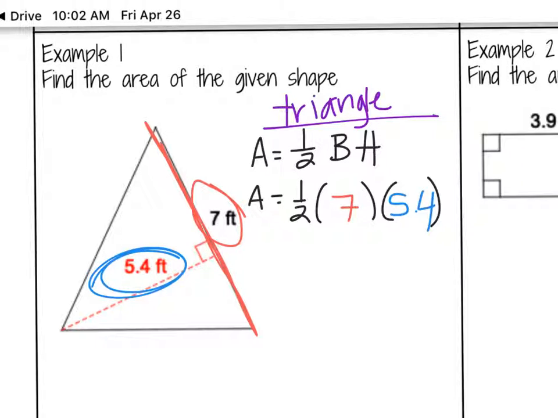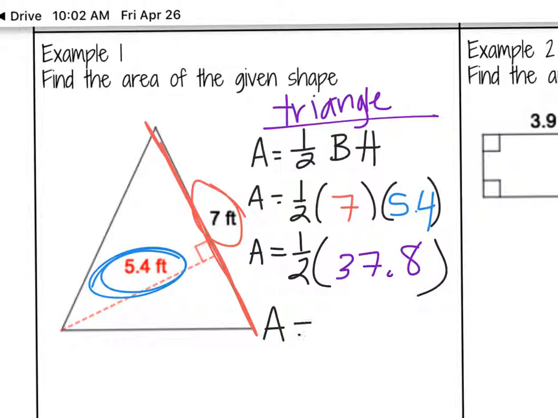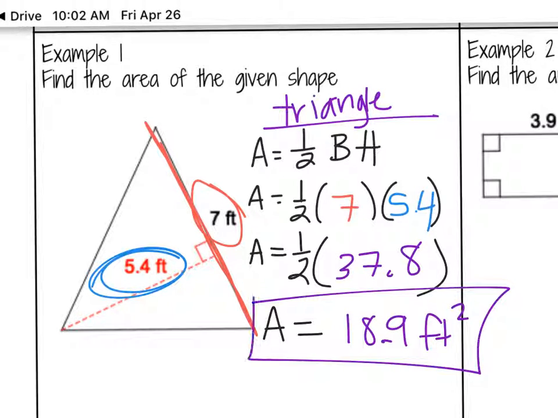So my area, oh, there's my pen, is 1/2, 7 times 5.4 is 37.8. Then I need to take 37.8, split it in half by dividing by 2. I get the area is 18.9 feet squared. Here's my unit of feet.